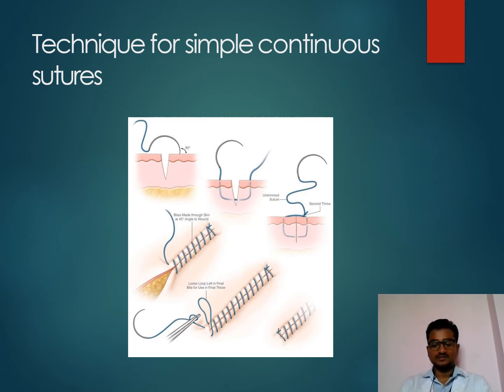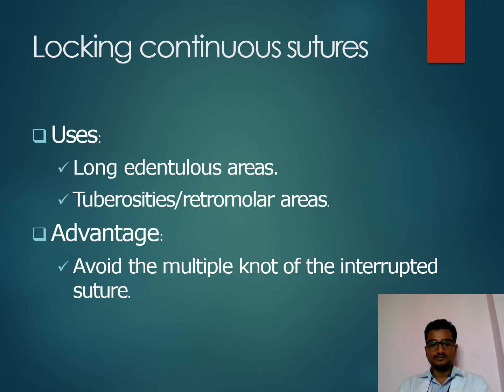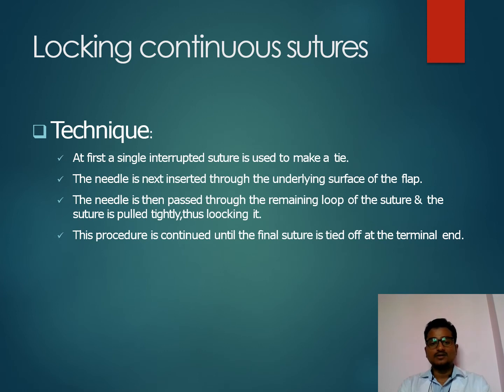Diagrammatic representation. Locking continuous suture. It can be used in long edentulous areas, tuberosities and retromolar areas. Advantage: avoids multiple knots of interrupted sutures. Locking continuous suture technique. At first, a single interrupted suture is used to make a tie. The needle is then inserted through the underlying surface of the flap. The needle is then passed through the remaining loop of the suture and the suture material is pulled tightly, thus locking it. The procedure is continued until the final suture is tied off at the terminal end.